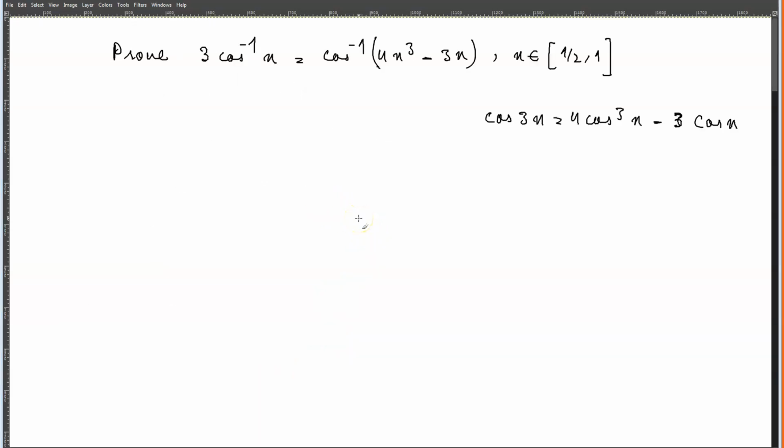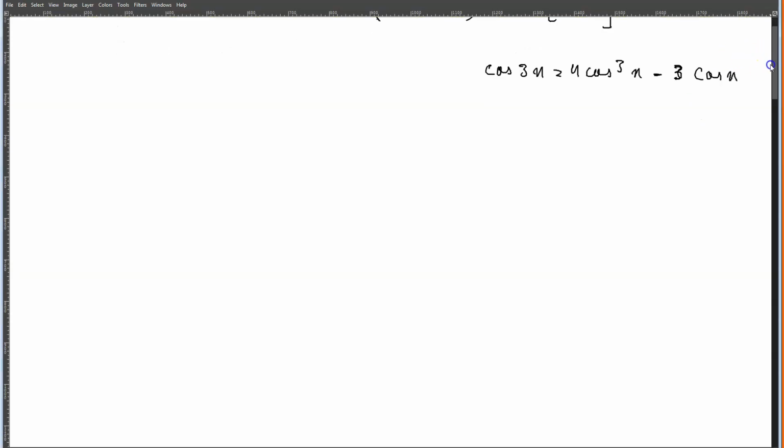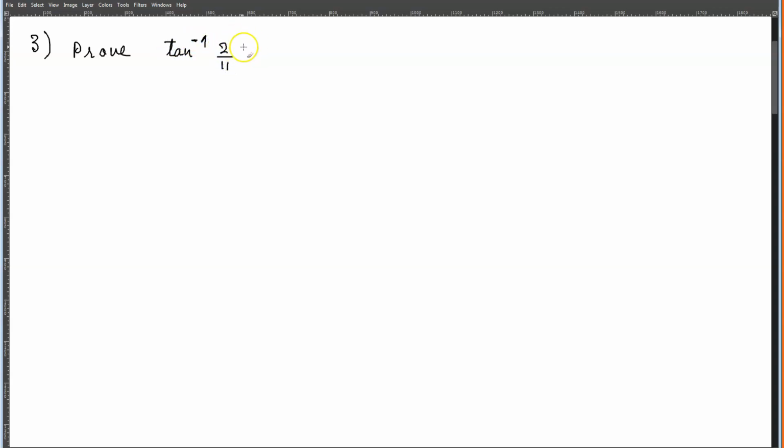Okay, so the next question that we have is question number 3. We want to prove that tan inverse of 2/11 plus tan inverse of 7/24 is equal to tan inverse of 1/2.